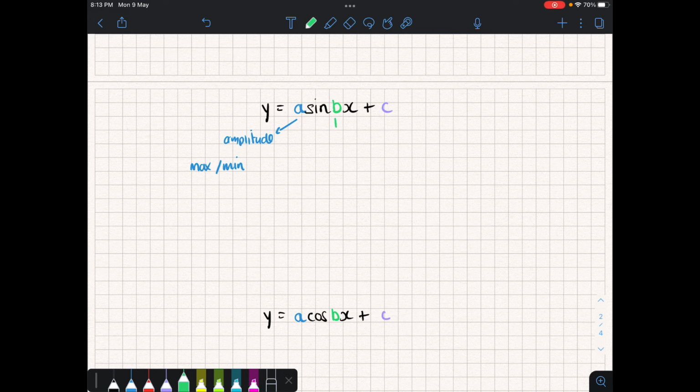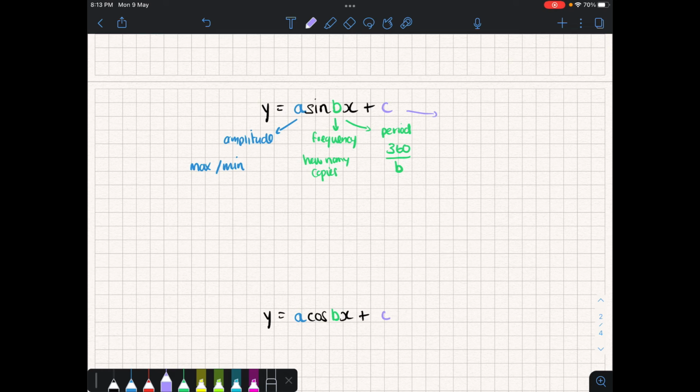Then we have B, which you can think of as the frequency, right? This is how many copies of the regular sine graph. Alternatively, you can think of this as period, right? Period telling us how long it takes for the graph to complete a full cycle, and remembering that the full cycle of the normal sine graph is 360 degrees, if you divide that by B, it will tell you the new period. Okay, so there's two ways to think about that.